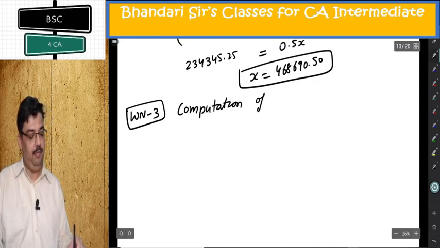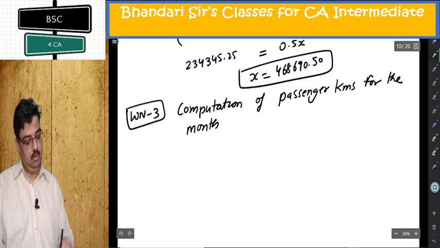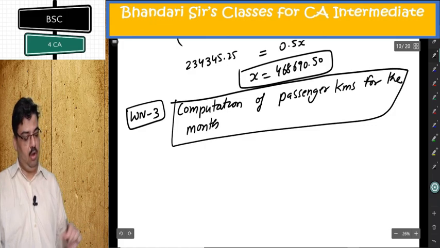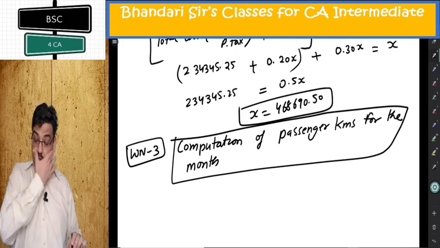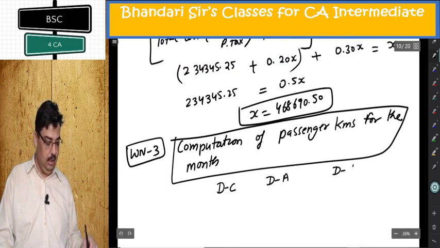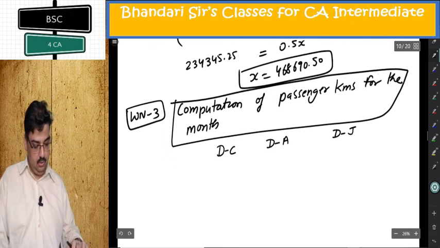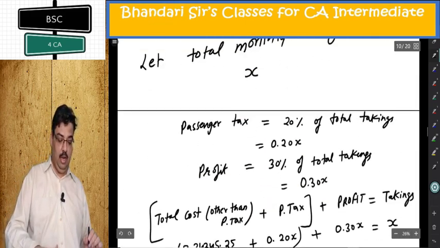Computation of passenger kilometers for the month. Now, Delhi to Chandigarh, Delhi to Agra, Delhi to Jaipur. Kilometers traveled, I already computed. I'll get back to that.